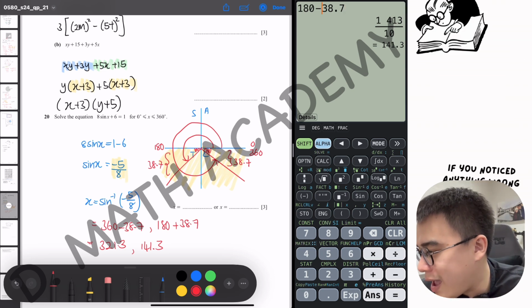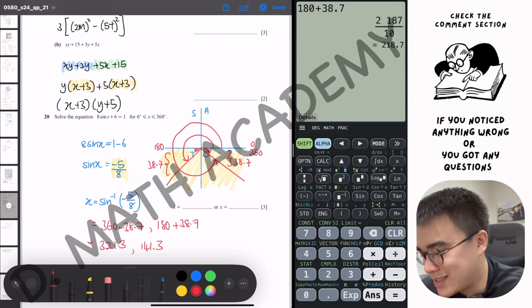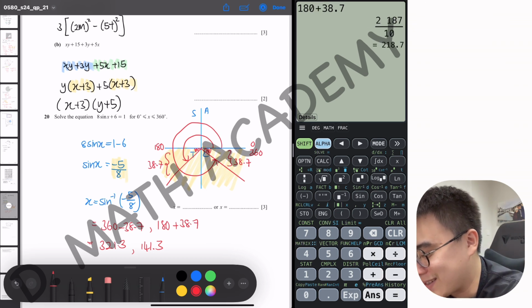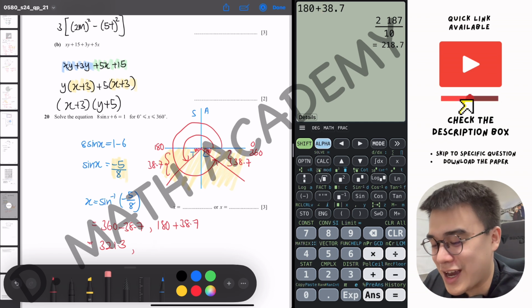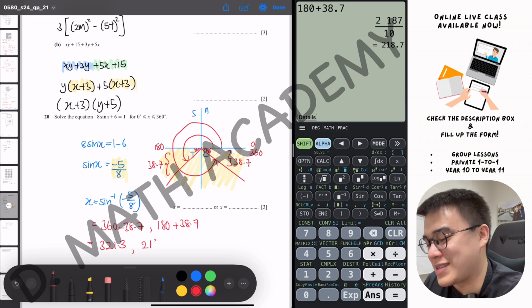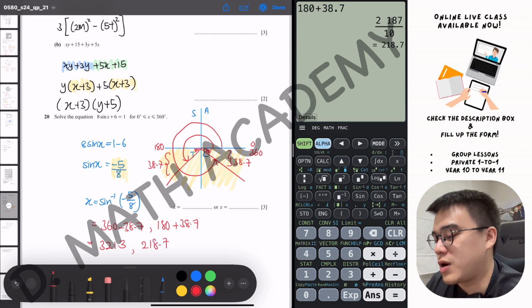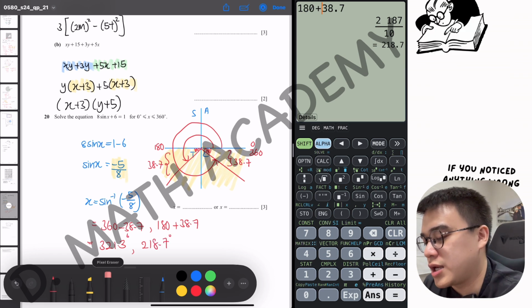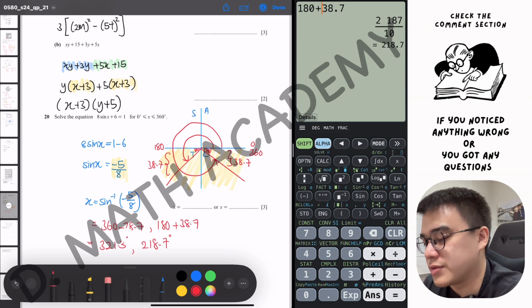Okay, hey, I made a mistake. It's supposed to be plus. Okay, it's not a minus. Luckily, I checked. Okay, so the answer is actually 218.7 instead. So these are the two answers that you should attach as your final results.